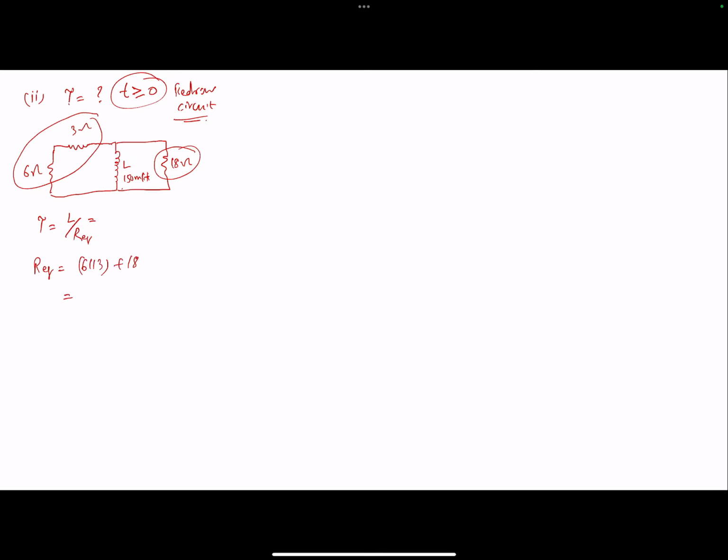Sorry, they were in series and the other one is in parallel. So 6 plus 3, in parallel with 18. 6 plus 3 is 9 in parallel with 18. This comes out to be 9 times 18 divided by 27, which should come out to be 6 ohms.